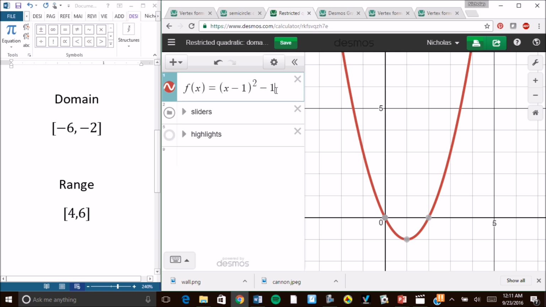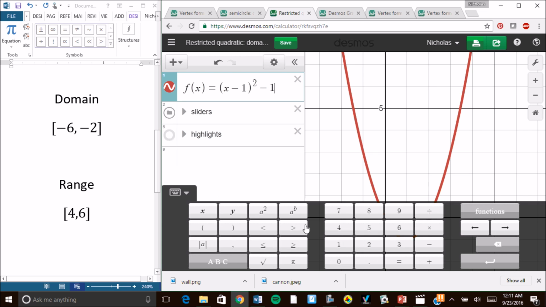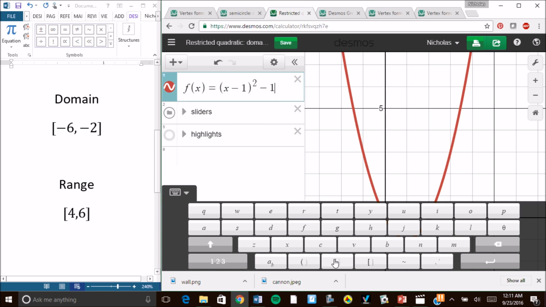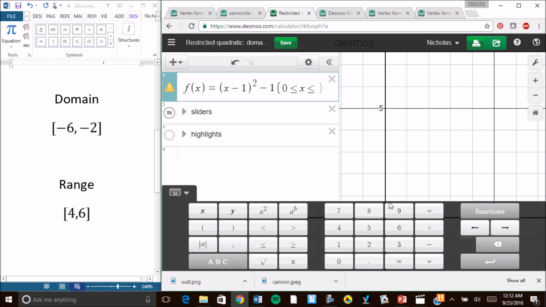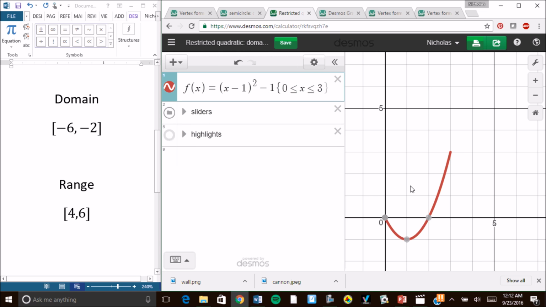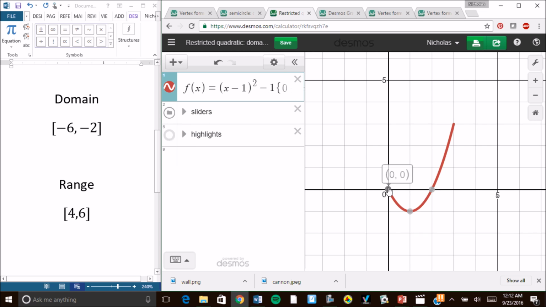And in Desmos, what we can do, we go in, and you go over to your curvy brackets right here. So it looks like that. And then we just type in our lower boundary. I'm going to go from 0, less than or equal to, x, less than or equal to, pick your upper boundary. I'm going to go to 3. And look what we have. We have the furthest left is 0, and the furthest right is 3. So this is the same parabola that we had before, but it's just restricted to those x values.